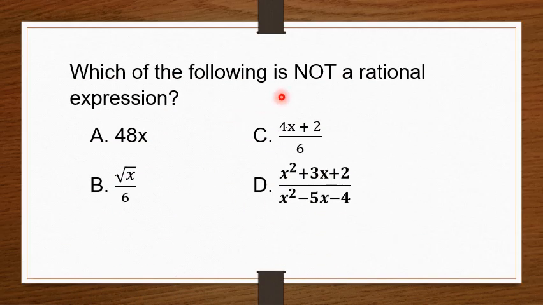Which of the following is not a rational expression? A, 48x; B, square root of x over 6; C, 4x plus 2 over 6; or D, x squared plus 3x plus 2 over x squared minus 5x minus 4. So what is not rational is indicated here. The one that is not rational is letter B because of the square root, or the radical sign.